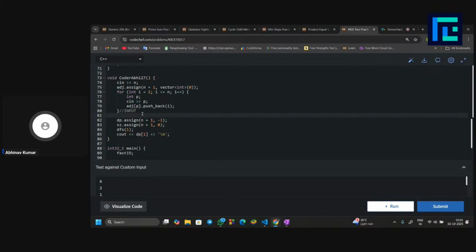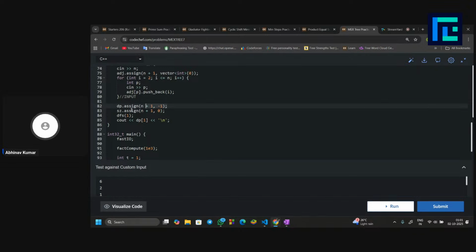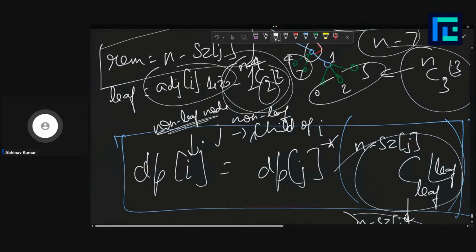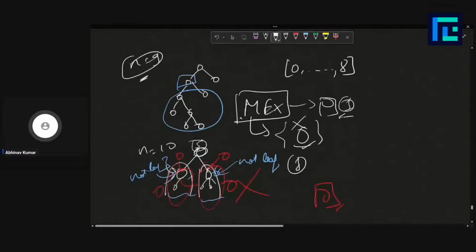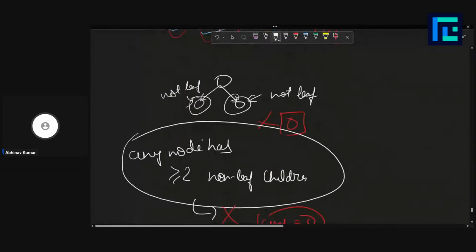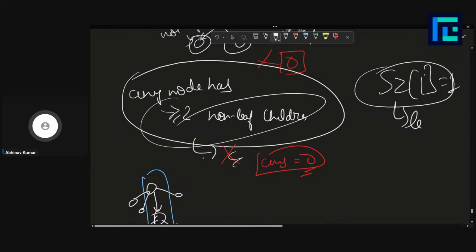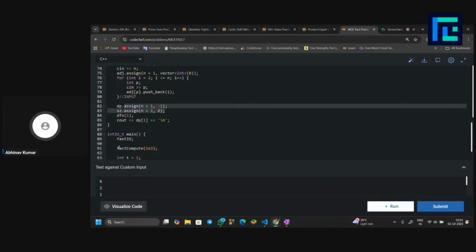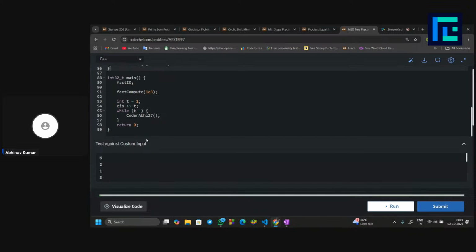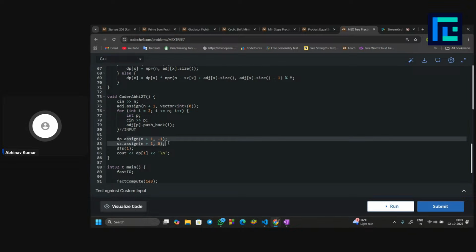Once the input part is done, I do dp dot assign to -1, and size dot assign. In size, I'm computing the subtree size, because this subtree size was required for calculating my dp, as well as for checking the first condition, whether any node has more than 2 non-leaf children. When the subtree size of a node I is equal to 1, that is a leaf node. That is also another way to say that. So I'll pre-compute the subtree size and DP.